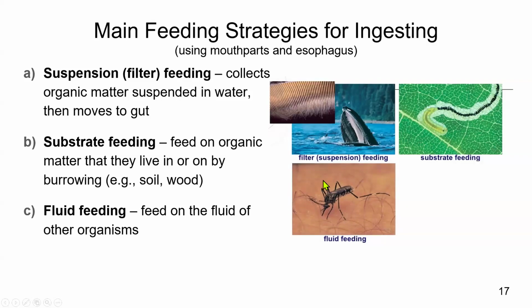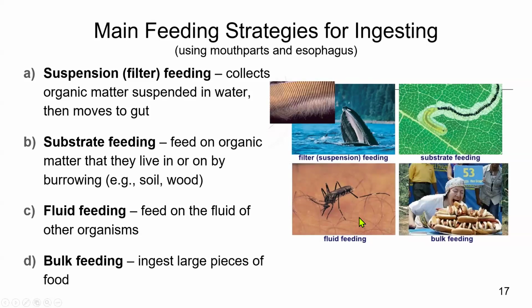You can have fluid feeders. So mosquitoes are a great example of that. They obviously stick this long proboscis type string thing into your circulatory system and your capillaries and suck the fluid out, in this case, blood. There's other fluid feeders that can feed on nectar. For example, butterflies have a long straw that they suck nectar out of flowers with. You can also have aphids and things like that that'll basically tap into a plant phloem and suck the phloem and the sugars out of a plant. So fluid feeding is another example.